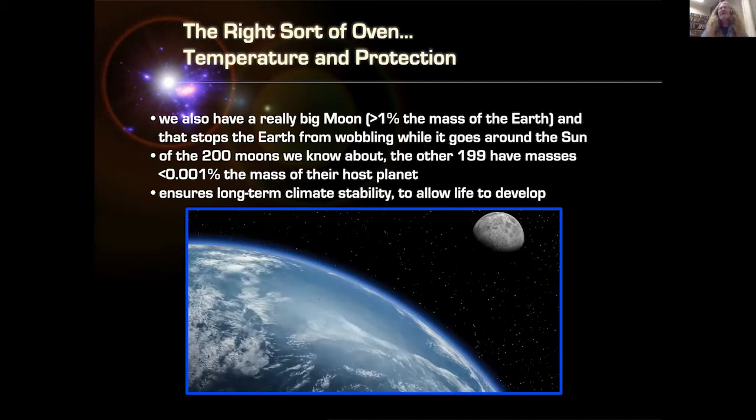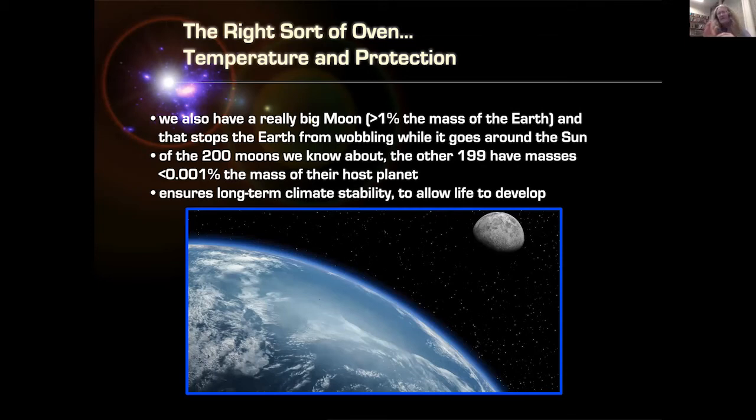We've got this really gigantic moon. It's crazy big. It's not the biggest moon in the solar system, but relative to the size of the Earth, it's really big. There's a lot of debate in the literature as to how important a big moon might be. It's roughly about 1%, so about 100 moons would weigh the same as the Earth. But it plays a fundamental role in keeping our orbit really stable.